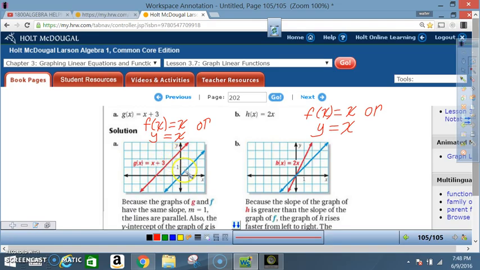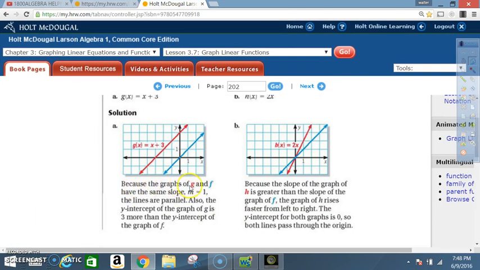All right, now let's analyze what we got. Now that we know that we got to be able to graph rapidly, let's compare the two graphs. Because the graphs of G and F have the same slope, that is, the slope is 1, the lines are parallel, because we all know by now that if two lines have the same slope, they're parallel. Also, the y-intercept of the graph of G is 3 more than the y-intercept of the graph of F. That's why it's 3 units higher, 1, 2, 3. G, its y-intercept is 3. The basic graph, its y-intercept is simply 0.